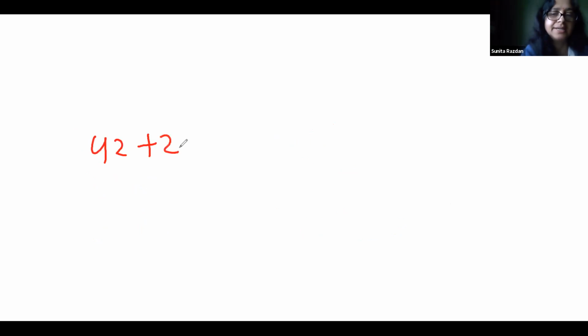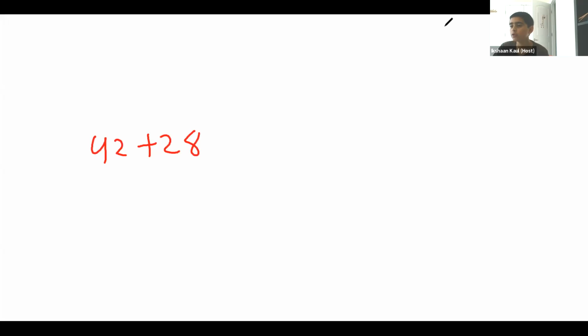42 plus 28. Ikshan, what do you think? How will you do this? There's 4 and 2 tens, which is 6 tens. And then there's 8 and 2, which is 1 more ten, so it's 70, because 7 tens is 70.